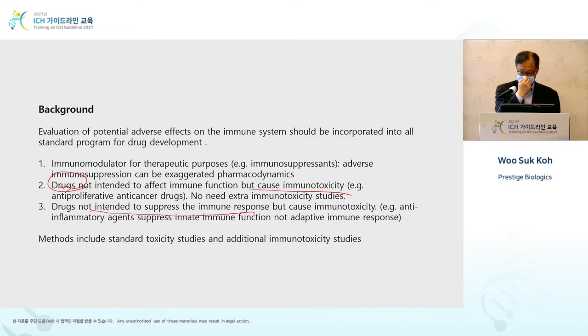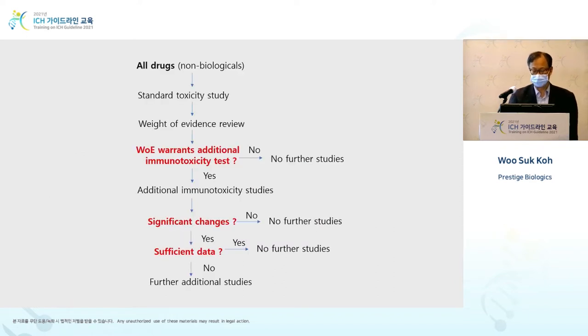Drugs not intended to affect immune function but which cause immunotoxicity. There could be innate immune function suppressed with an anti-inflammatory agent. With an anti-inflammatory agent suppressing innate immune function during the development phase, no additional toxicity test is required. In immunotoxicity research, these are the factors to be considered. This is the conclusion of the guideline.